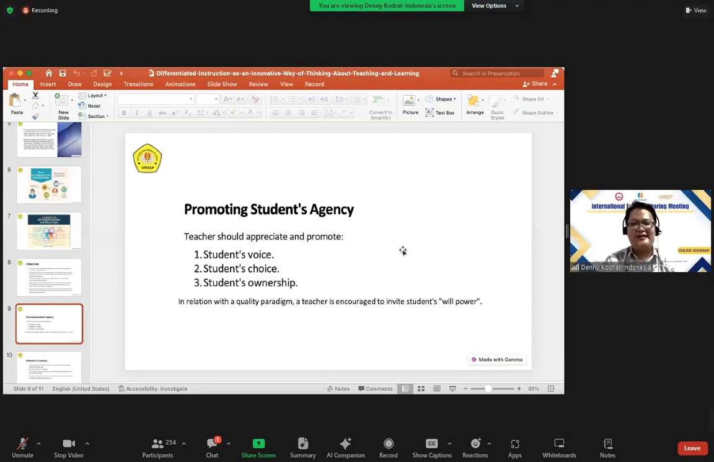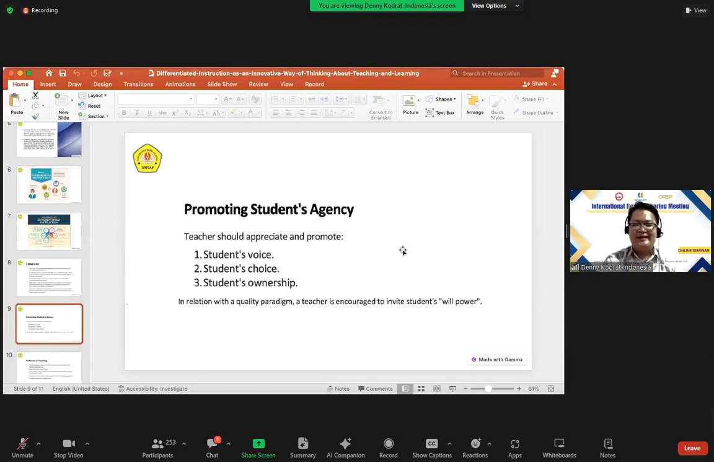That's students' voice. Students' choice means that there is no single option for the students. So the teachers can give many options to choose from. And even if the students do not want to choose the teacher's options, the students can use their voice to give their own opinion, and the teacher can accommodate it.